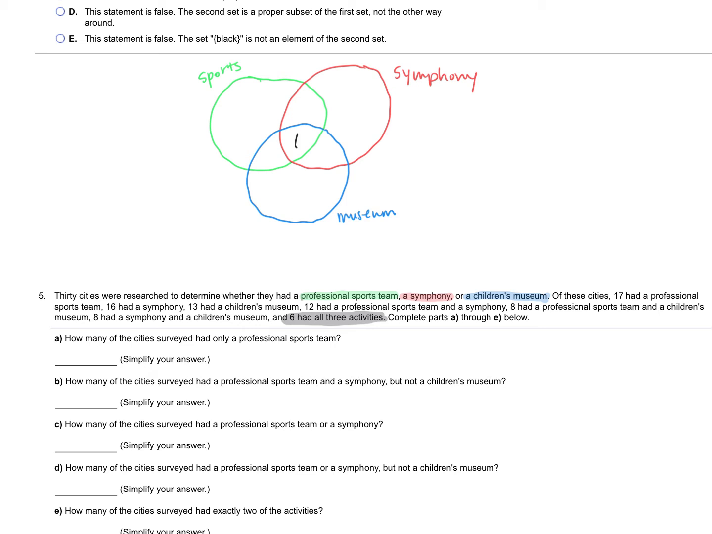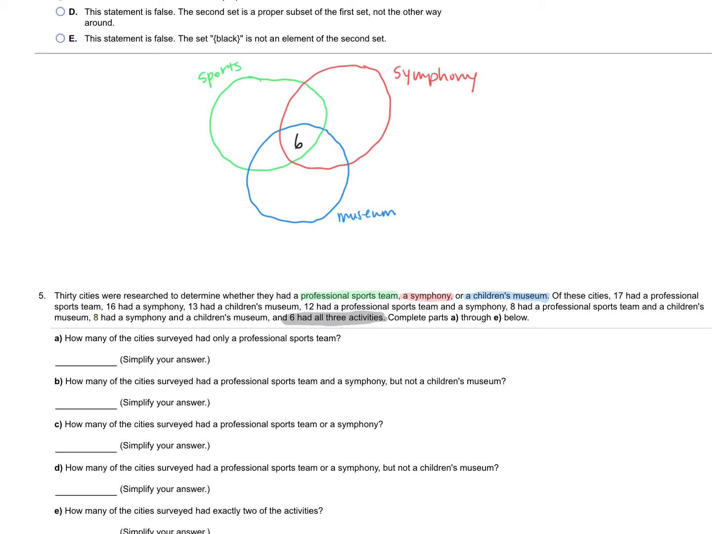So I'm going to start in the very middle part. Remember that represents the intersection of all three things. So 6 goes there.